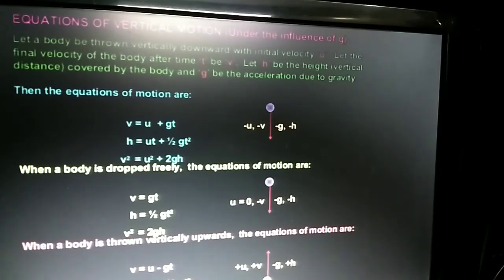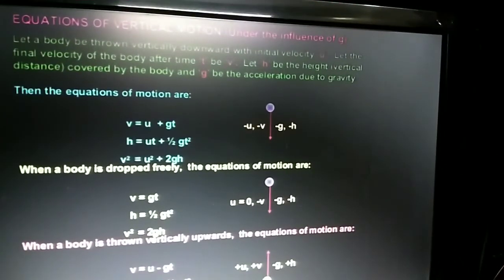When a body is dropped freely, the equations of motion will change, since u is equal to 0: v is equal to gt, h is equal to half gt square, v square is equal to 2gh. When a body is thrown vertically upwards, that is against the gravitational force, the equations of motion will change as v is equal to u minus gt, h is equal to ut minus half gt square, and v square is equal to u square minus 2gh.